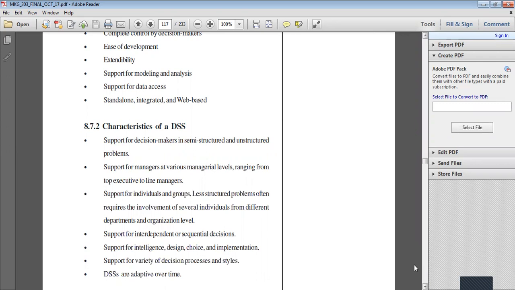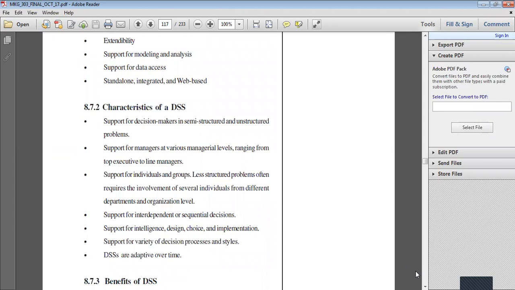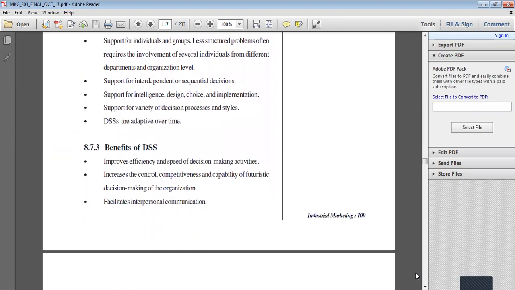Characteristics of a DSS: support for decision makers in semi-structured and unstructured problems. Support for managers at various managerial levels, ranging from top executives to line managers. Support for individuals and groups, since less structured problems often require the involvement of several individuals from different departments and organizational levels. Support of interdependent or sequential decisions, support for intelligence, design, choice and implementation, support for a variety of decision processes and styles, and a DSS that is adaptive over time.